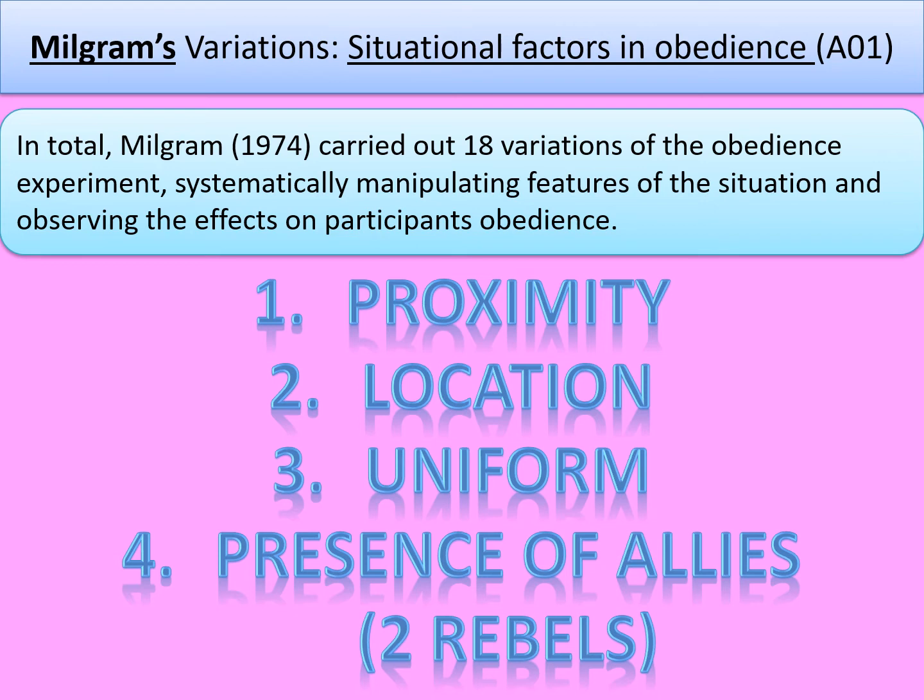And in the spec it says Milgram's variations, situational factors in obedience. And it asks you, although there were 18 variations, it wants you to know about the proximity, location and uniform. You're also going to find out about the presence of allies because that's important for another lesson further down.